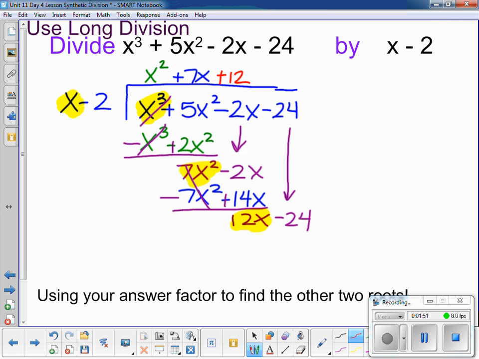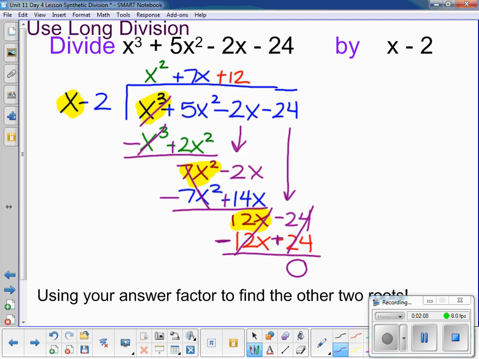So x times 12 is 12x. Negative 2 times 12 is negative 24. And last, again, we need to remember that we're subtracting, so that becomes a minus. That becomes a plus. And how convenient, everything cancels, which means it's a factor.